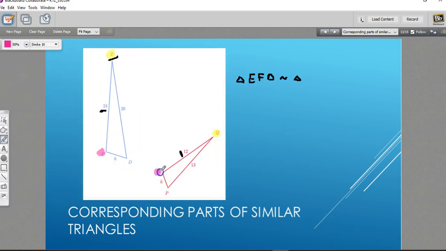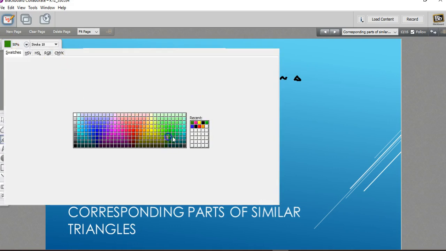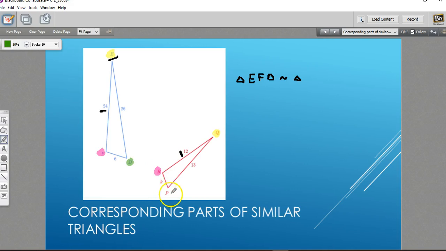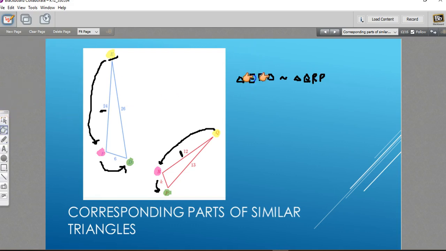F corresponds with R, and D corresponds with P. Okay, so EFD corresponds with QRP, and it needs to be in that order. It's really important that the corresponding parts are in the right order, because we need to see this from the name. We need to see that angle E corresponds with angle Q, angle F corresponds with angle R, and angle D corresponds with angle P. So be prepared to do that on the test as well.